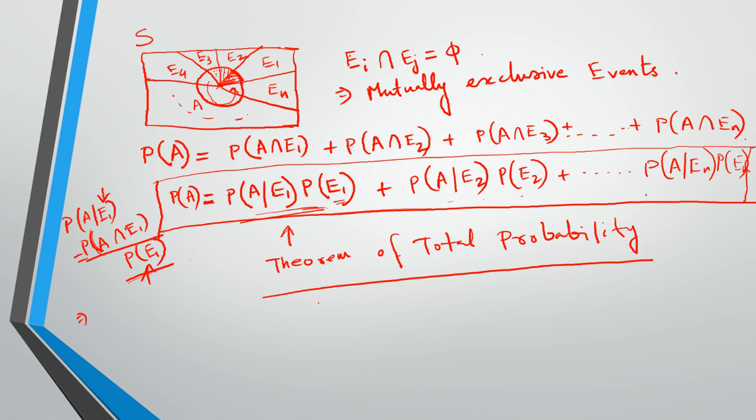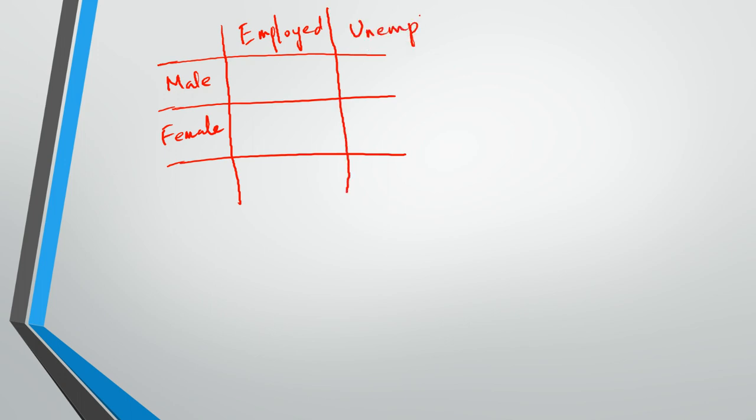Okay, now let's do a quick example. Let's say in a locality there are some male, there are some female, and some people in that locality are employed and some are unemployed.